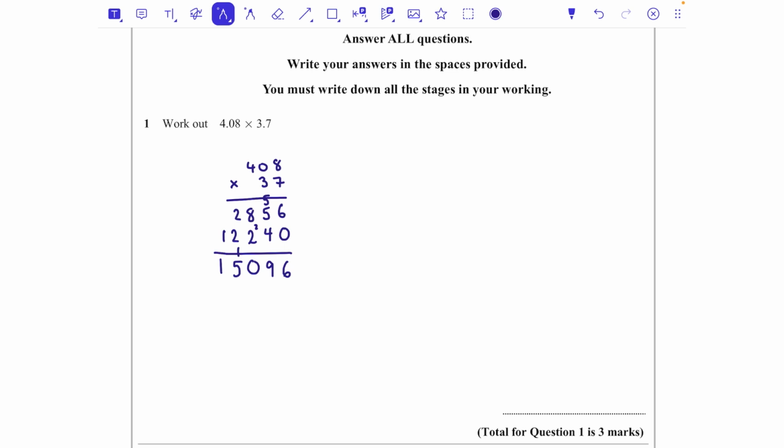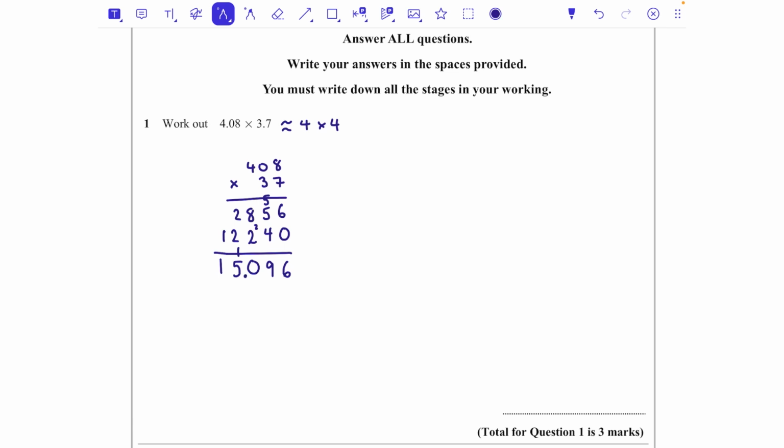Now there's a few different ways you can work out where to put the decimal point. This is roughly 4 times 4. If you were going to round it, it would be 4 times 4. And we know that 4 times 4 is 16. So I know the answer is going to be fairly close to 16. So it makes most sense for me to put my decimal point here.